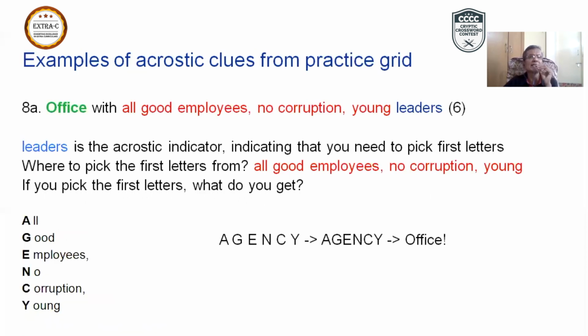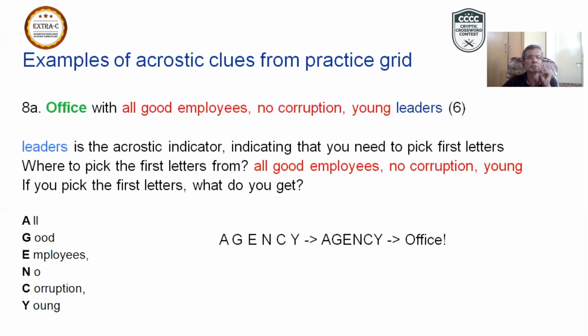If you look at the clue 8 across in the practice grid, it says, office with all good employees, no corruption, young leaders, 6 letters. Now the definition has already been highlighted. It's a 6-letter word meaning office. And leaders tells you that you have to actually pick the first letters. Now where do you pick the first letters from?